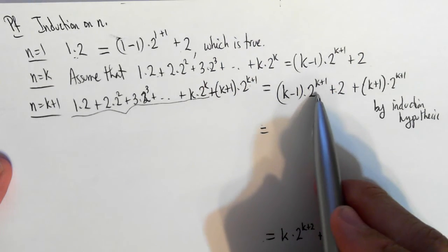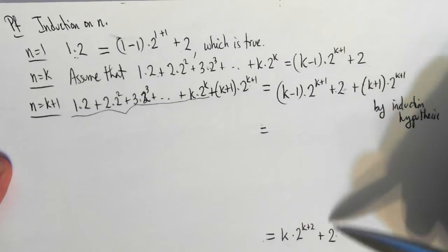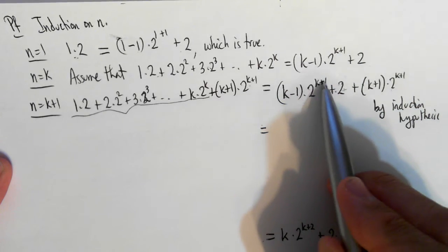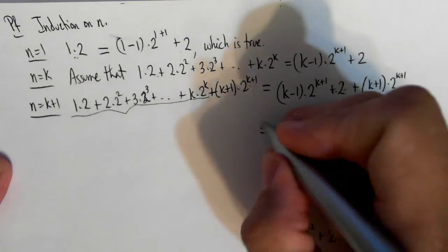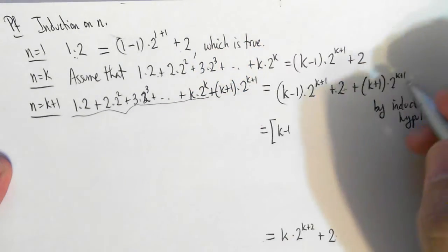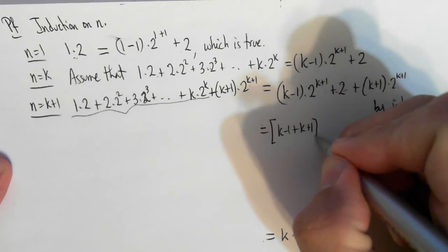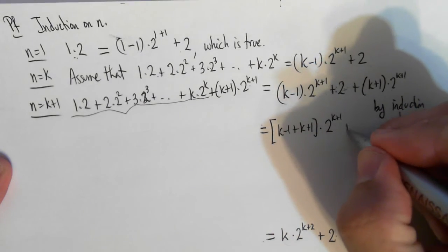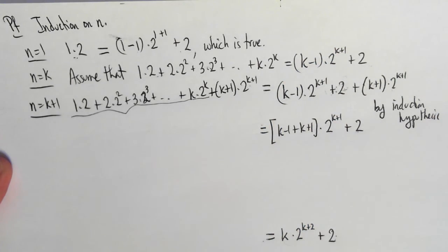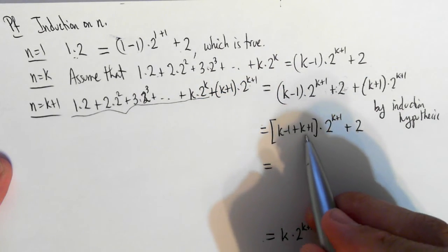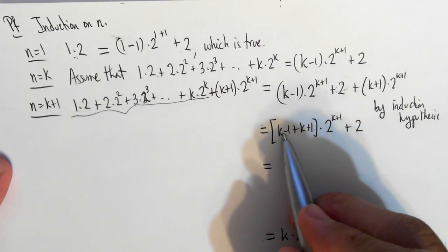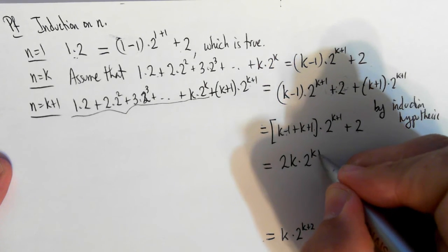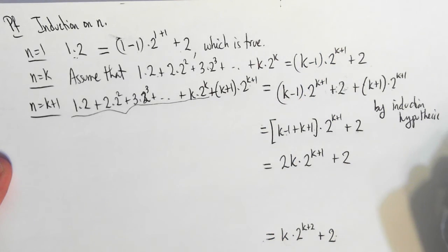And one thing that I can do to simplify, certainly the plus 2 ought to stay put because there's a plus 2 here, so I'm not going to touch this. These two things have a 2 to the k plus 1 in common, and so I can factor that out. So k minus 1 off this, this one has a k plus 1. I'm factoring out the 2 to the k plus 1 that's in common. And then the plus 2 I'm just going to leave on the side to match this one down here. Okay, so this is equal to, minus 1's cancel, k plus k gives me 2k. So 2k times 2 to the k plus 1 plus 2.